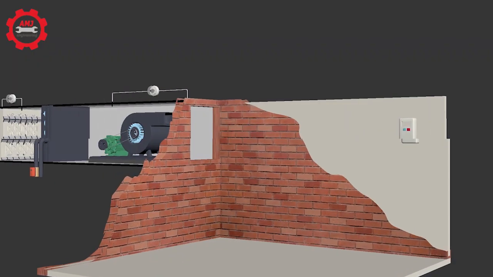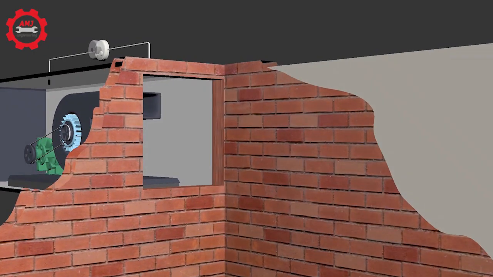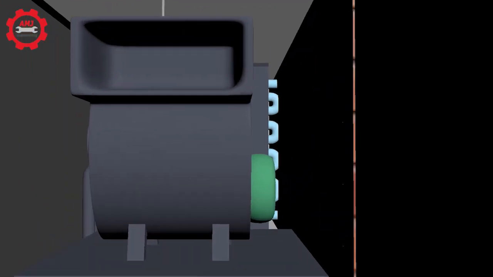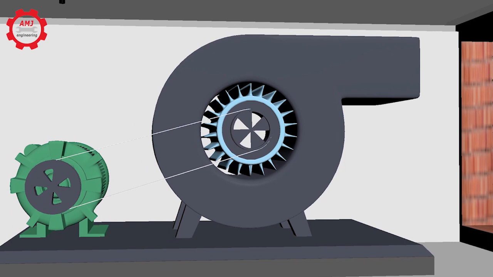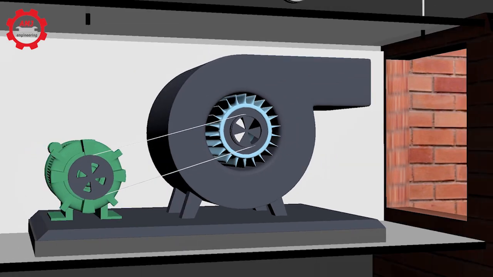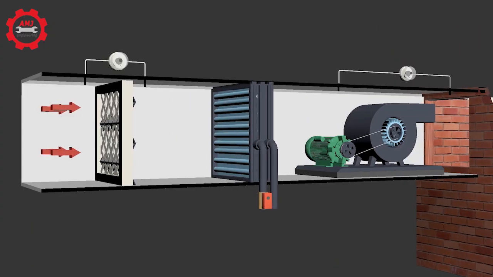So, let us see the working principle of fan coil units. Assume we are in summer and the hot space needs to be cooled. Once the FCU is turned on, the fan starts and the hot air in the space is sucked toward the FCU from the return grill. Air first enters the FCU through the filter.